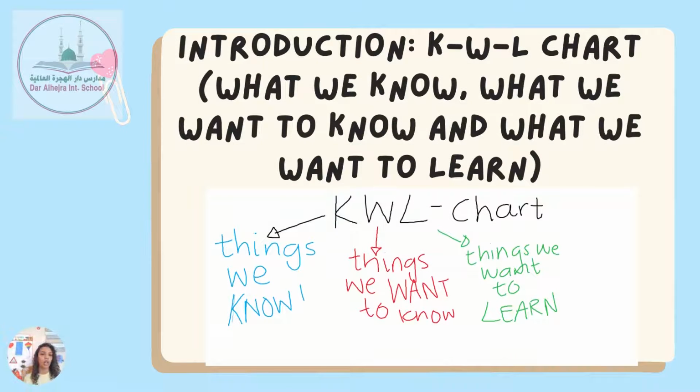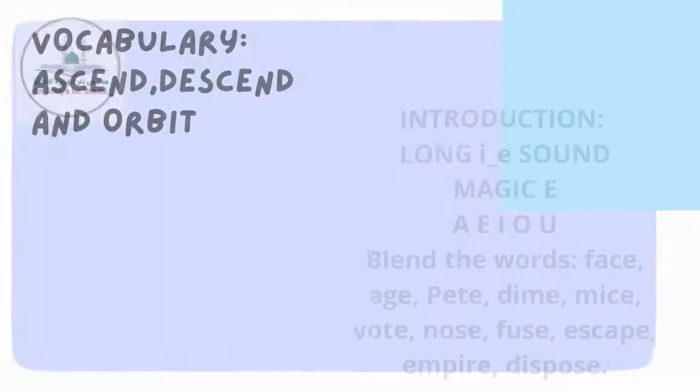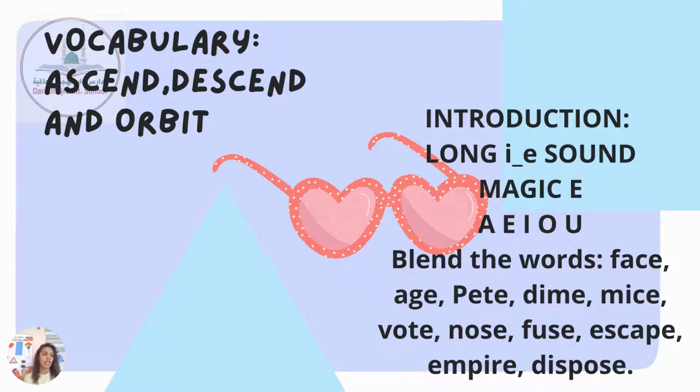Now, students were also introduced to the KWL chart, and this chart explains what we know, what we want to know, and what we want to learn. Vocabulary learned in week 6 was ascend, descend, and orbit.